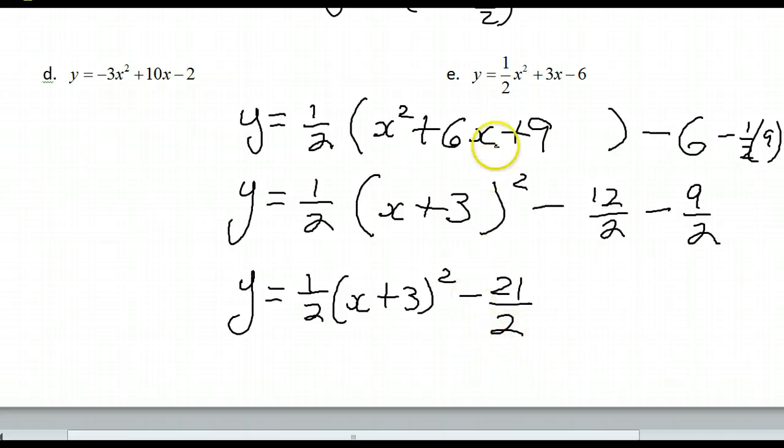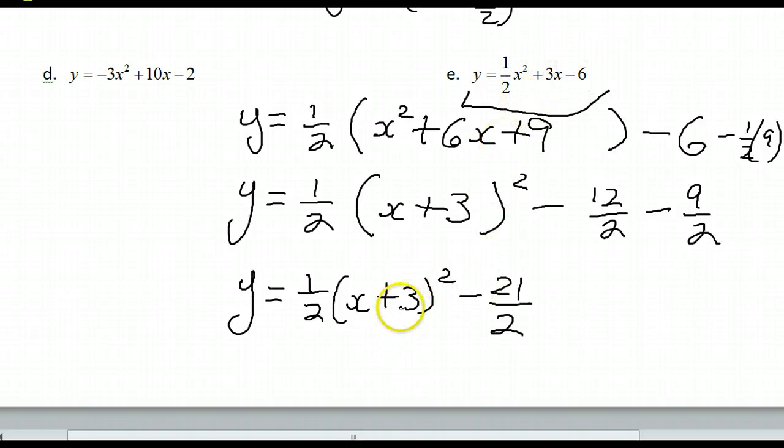Remember the useful thing about vertex form. What do you know from this equation here? I know it opens up. I have a positive a value. I know that it's vertically stretched by a factor of 1/2, which would result in a vertical compression, or giving us a wider graph. And I know that the y-intercept, when x is 0, the y-intercept will be negative 6.